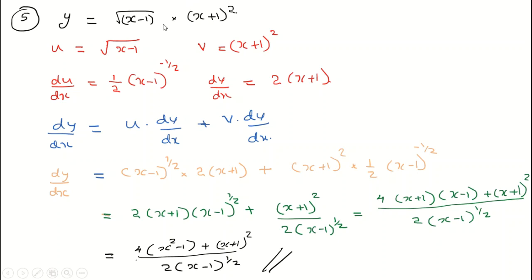Then there's another: y equals the square root of x minus 1 plus x plus 1 squared. So du over dx is equal to half x minus 1 to the power minus half. dv over dx is equal to 2x plus 1. dy over dx is equal to u times this. Right. Then we will apply the formula: x minus 1 to the power half into 2x plus 1, plus x plus 1 squared into half x minus 1 to the power minus half. And then we can put this down and simplify it in this way.